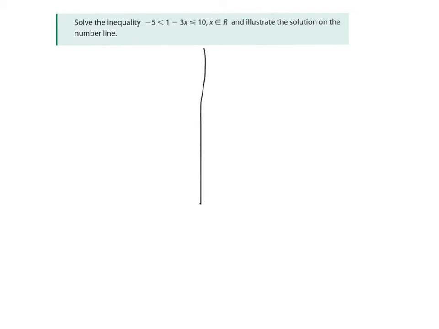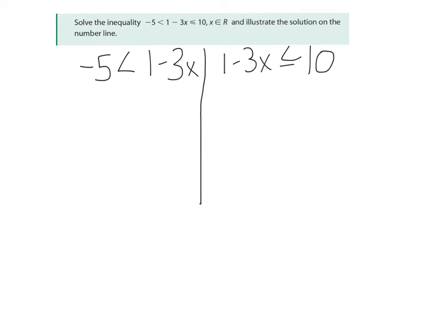and on one side we have -5 less than 1 minus 3x. And the other side, we keep the 1 minus 3x there as well. And it's less than or equal to 10. Okay, so you can probably see there that our 1 minus 3x carries on both sides of the equation. Okay, so we're going to solve the left hand side first. We always try and keep the x's along this line here. So whatever our x is, keep it along these lines here as we solve down.